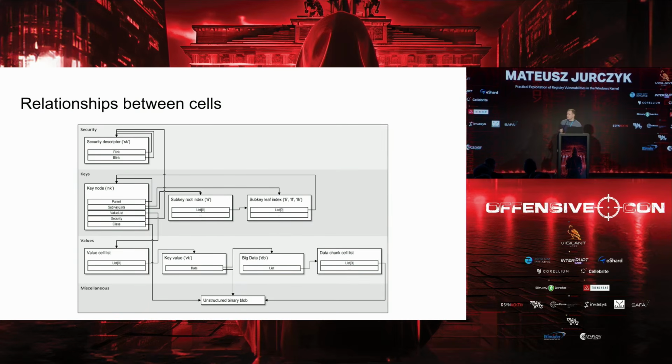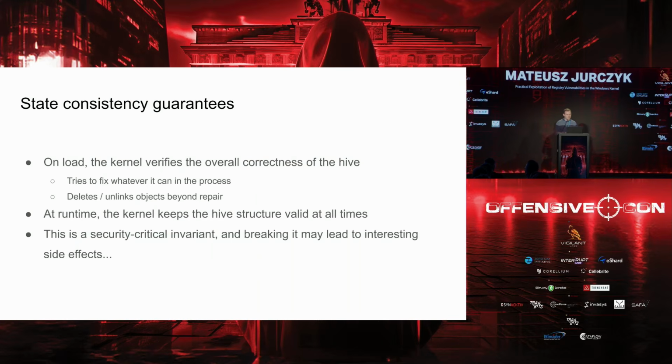And then here you can see a diagram of the relationships between cells. It's not really that important here, but basically every cell index has to point to a specific type of object. So we start with the keynode, which is the most important part, and that has cell indexes to the security descriptors, to the subkey list, and to the value list that then references specific values, which then reference the backing buffers behind these values.